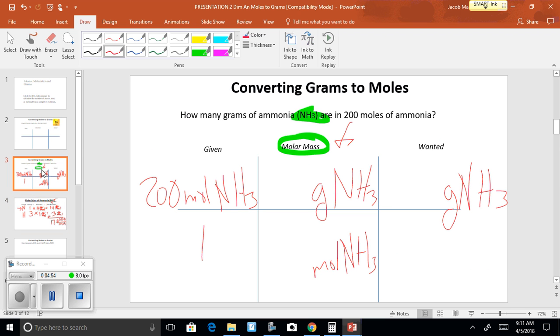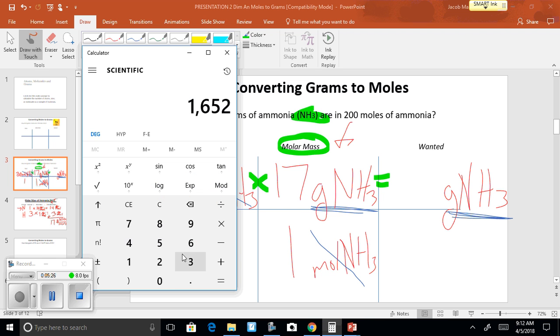I go back to my problem over here. What's my molar mass for ammonia? It's 17 grams per mole, per 1 mole. Okay. Now that we canceled out our units, the moles of NH3, we canceled them out here. We're left with our grams of NH3, which is what we're looking for, our units. We filled in our numbers, so all we have to do now is multiply across the top. 200 times 17 is 3,400.